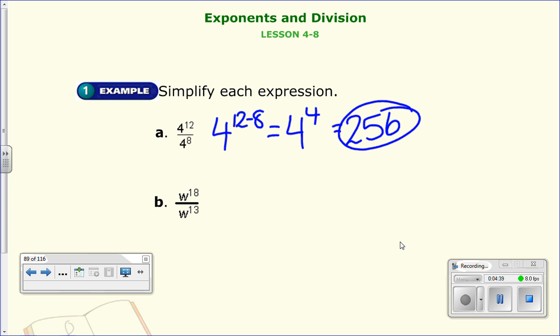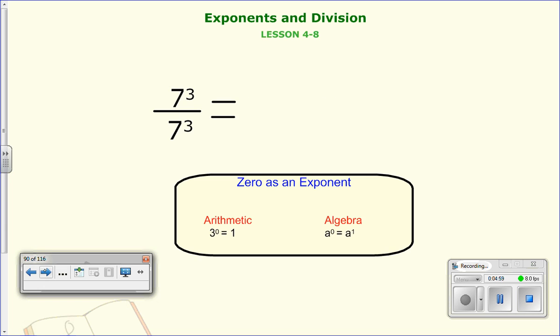All right, so let's check this one. In my numerator, I have w to the 18th power, and I'm going to subtract the exponent since the bases are both w's, and I get w to the 5th power. Now here, that's just my answer because I don't know what my base is. It's just the variable w. So that's as simplified as I can put it.